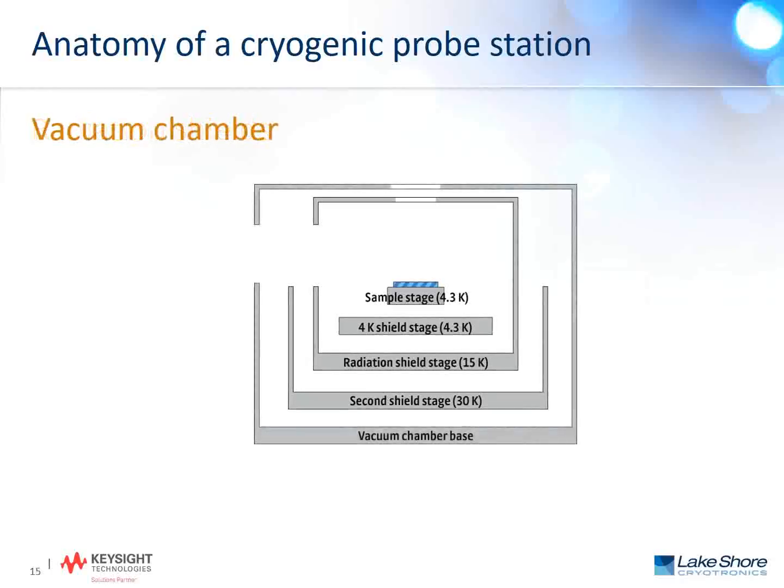Next, there's a vacuum chamber. So we've surrounded our radiation shield and sample stage with our vacuum chamber, which we have to evacuate to create the probing environment. Now, this is a necessary step for cryogenic operations, but it's also advantageous for surface-sensitive devices. For those devices whose properties would change when exposed to ambient conditions, the vacuum environment offered in a cryogenic probe station can be really helpful.